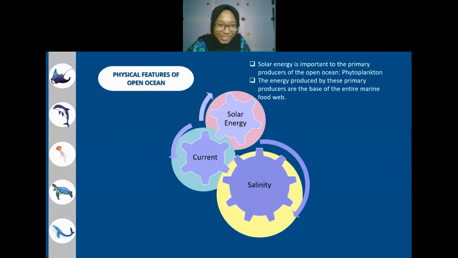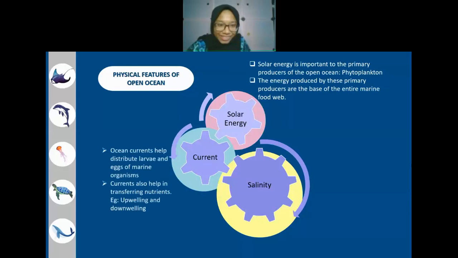Okay. So the physical features of an open ocean. The first one is solar energy. Solar energy is very important to the primary producers of the open ocean, which are phytoplankton. The energy produced by these primary producers is the base of the entire marine food web.